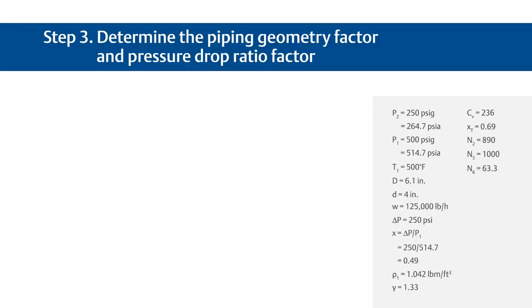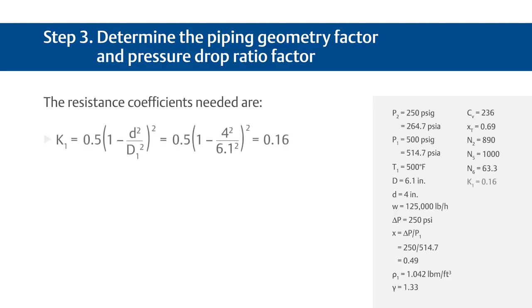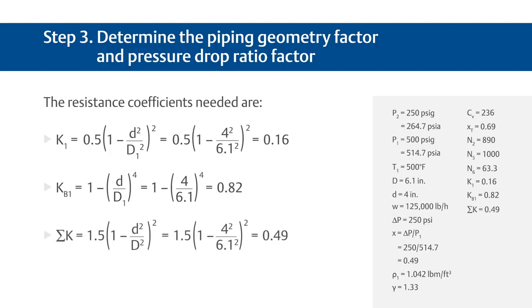In step 3, determine the piping geometry factor, or F sub P, and the pressure drop ratio factor, or X sub TP, adjusted for the attached fittings. First, find the necessary resistance coefficients needed when the upstream and downstream pipe sizes are the same. Use the standard K sub 1 equation. Plug in your variables for a result of 0.16. Now use the standard K sub B1 equation and insert your variables for a result of 0.82. And use the standard sigma K equation and apply the variables for a result of 0.49.